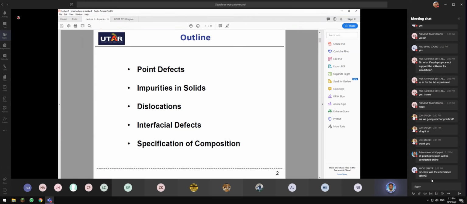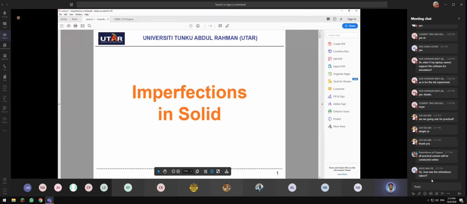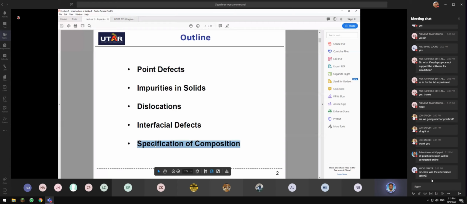Then you have dislocation. Dislocation is another imperfection in solid. Then you have interfacial defects. And then the last subtopic of this lecture is specification of composition, which is nothing to do with imperfection in solids. It's just a specification, just a calculation. I'm giving you a formula. You calculate what is the weight percentage or atomic percentage of different types of material in it.